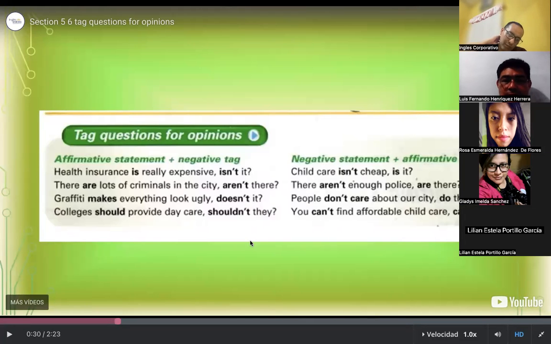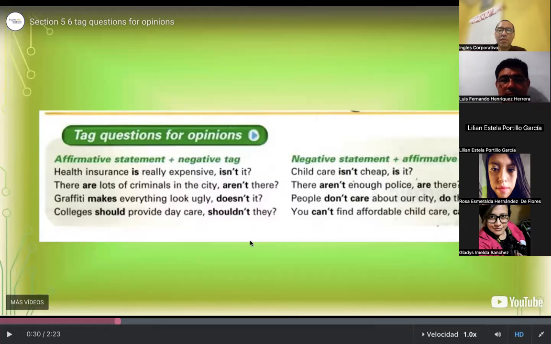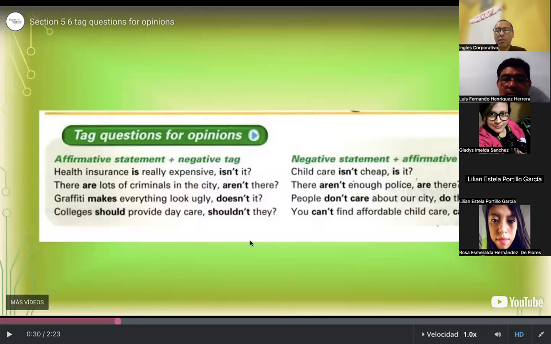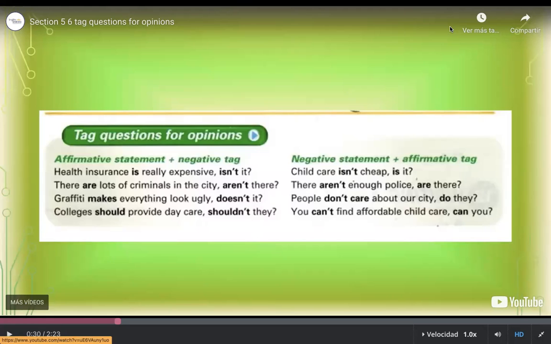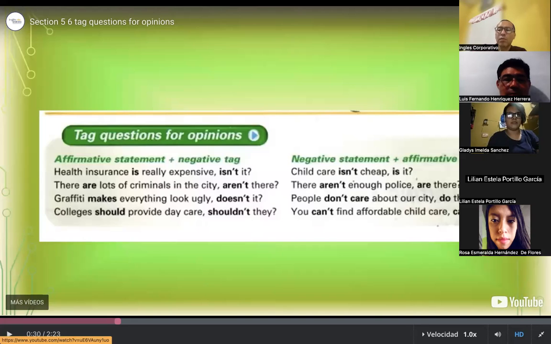When the sentence is made with the verb to be, the tag needs to be the same verb, right? And if the sentence is not the verb to be, the tag needs to be an auxiliary, do, or should. We can use should, or we can use can, like modal verbs. Correct. Excellent, Liz. That's the idea.